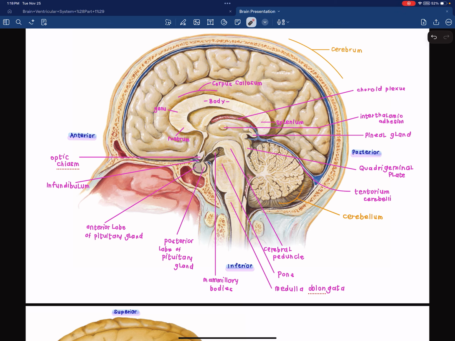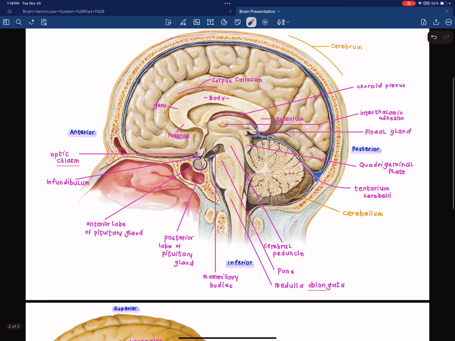And then just inferior to the hypothalamus are the mammillary bodies here, which are two small rounded structures that project slightly anteriorly. Now we're going to this area here. Here is the infundibulum, that extends inferiorly from the hypothalamus and connects to the pituitary, and that's the pituitary gland just here, which sits directly inferior to the hypothalamus.